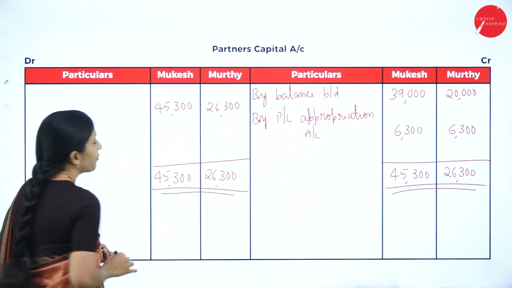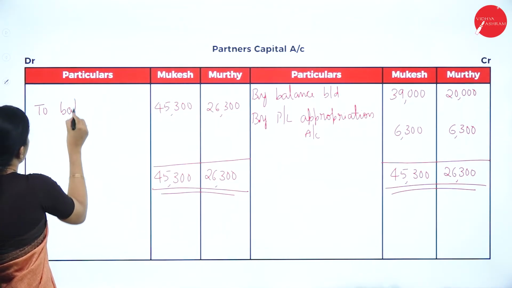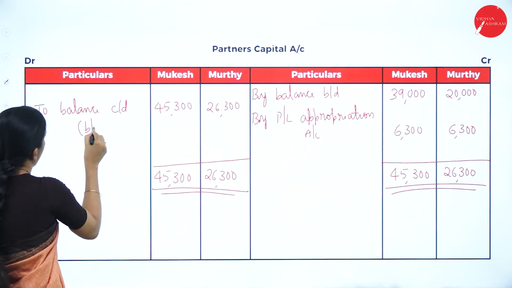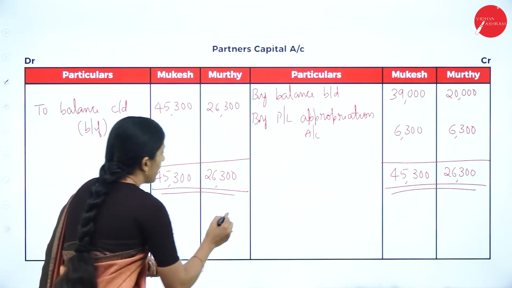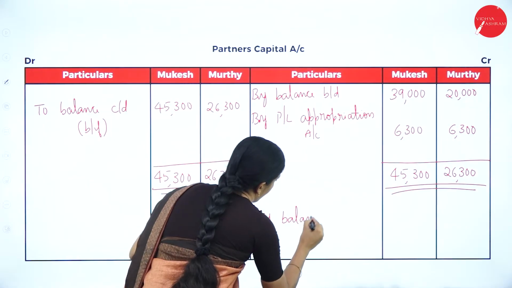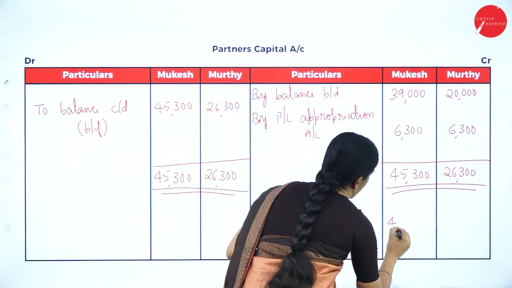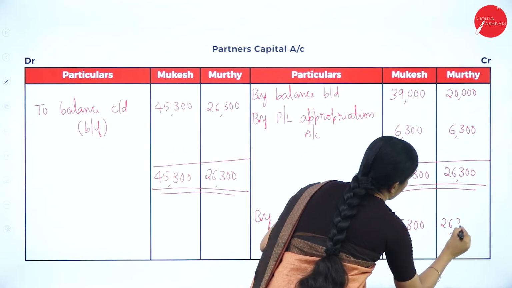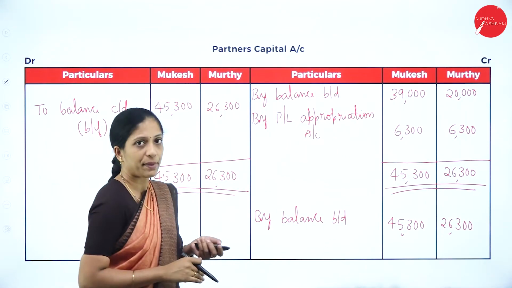Now, this balancing figure has been carried down. So, to balance carried down, and this is the balancing figure. Whatever amount you have carried down, bring down that balance. So, by balance brought down. So, how much? 45,300 and 26,300. So, hope you are clear about this partners capital account.